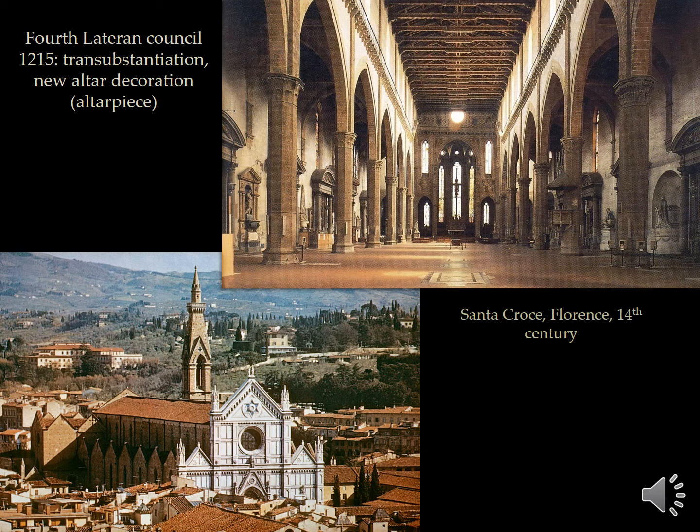So the Fourth Lateran Council is a gathering of the important ecclesiastical members of the Catholic Church at the beginning of the 13th century, and it is at this meeting that it's decided that transubstantiation is now dogma. It is going to be Catholic writ and law. And we find that it gives way to the demand for a new type of decoration in churches.